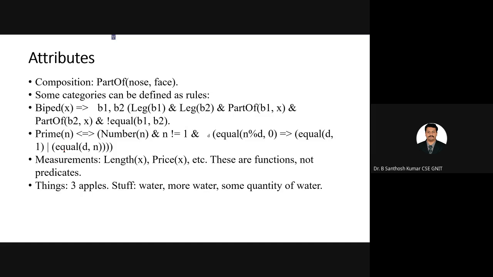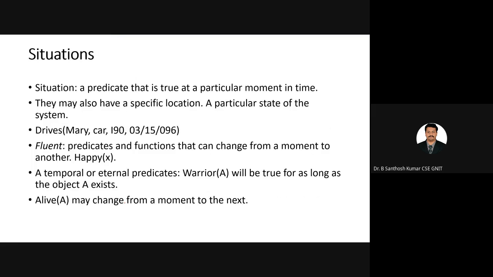Here we are telling that it is a composition, PartOf(Nose, Face). Nose is a part of face, and part-of is the attribute name; like that we are representing. Then some categories can be defined as a rule, such as Biped(X), like that. I am sharing the PPT with you, and once you go through it you can easily understand.